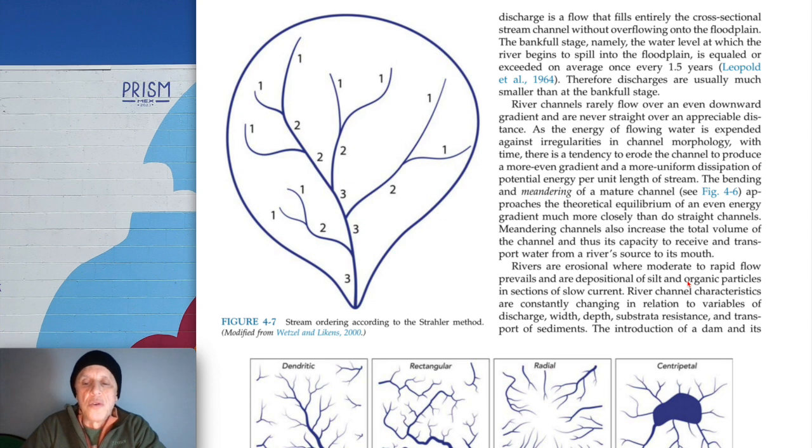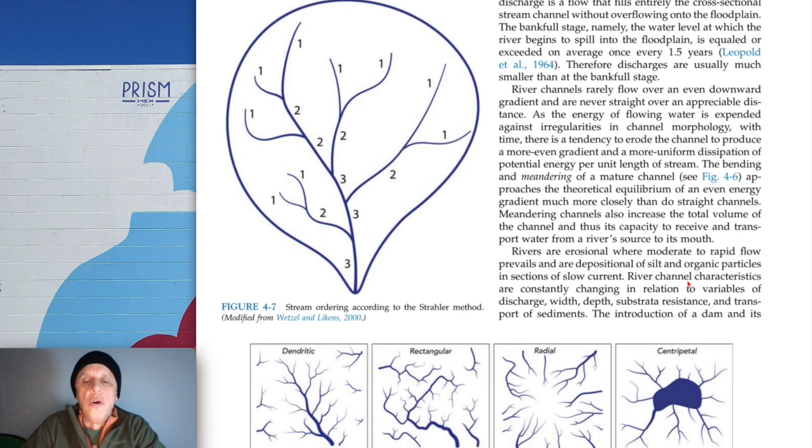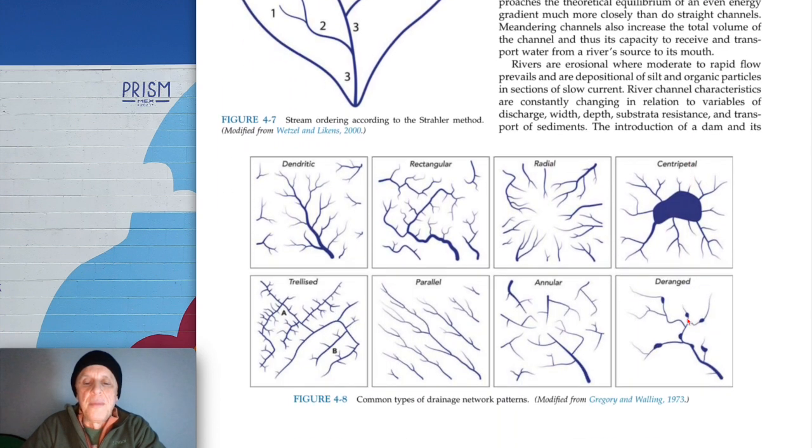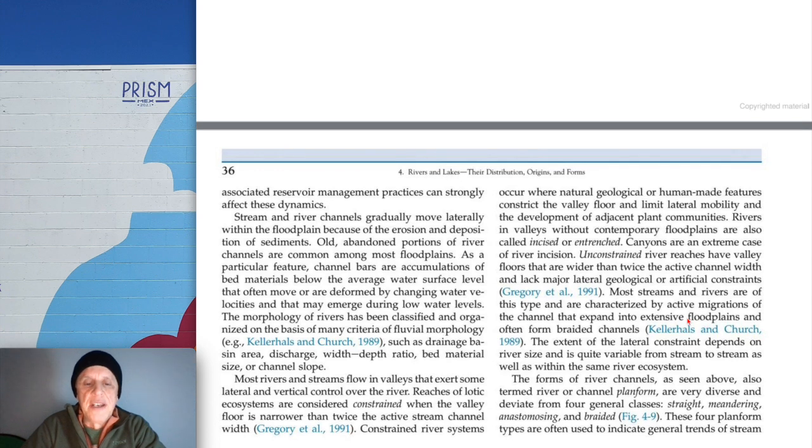Rivers are erosional where moderate to rapid flow prevails and are depositional of silt and organic particles in sections of slow currents. River channel characteristics are constantly changing in relation to variables of discharge, width, depth, substrata resistance, and transport of sediments. The introduction of a dam and its associated reservoir management practices can strongly affect these dynamics.